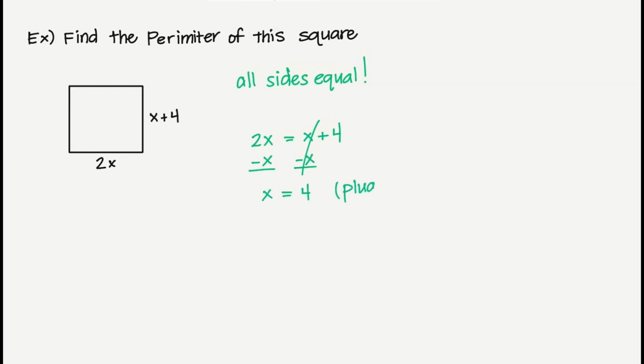So now I can take that 4 and plug it back into the expression in my square, in my diagram. So for instance, 2 times 4 is 8. On the other side, 4 plus 4 is 8. So that's telling me every side is going to be 8. And there are 4 sides of my square. Perimeter is adding up all 4 of those sides, so my perimeter is 32.